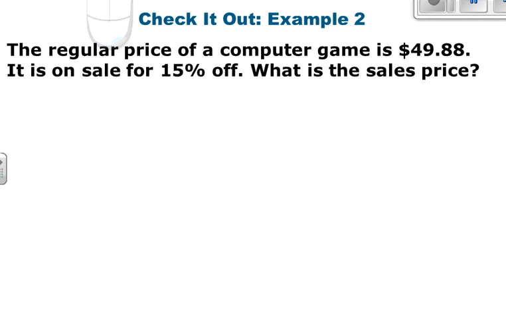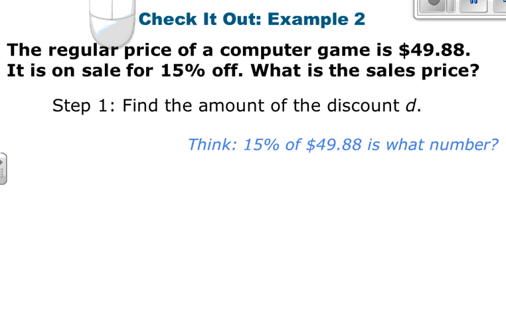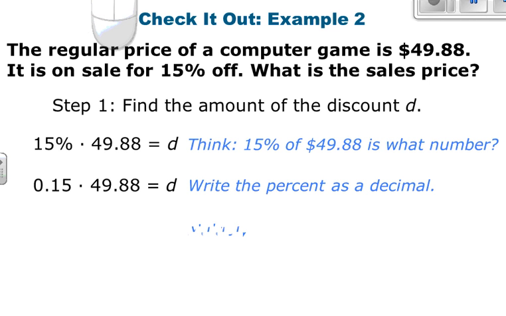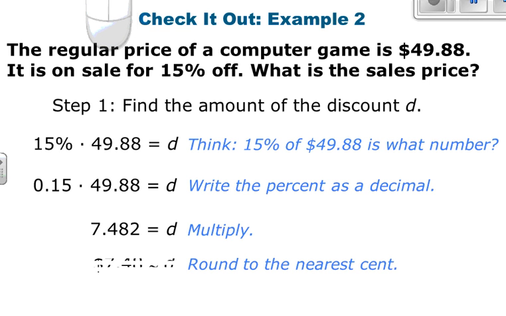So try this out. We're going to do this in steps. First thing I want you to do is find the discount. So the regular price is $49.88. It is on sale for 15% off. What is my discount? So pause the video. We're going to continue. Multiply these two together. And I get $7.48. We're just going to go ahead and round that. $7.48 is my discount.